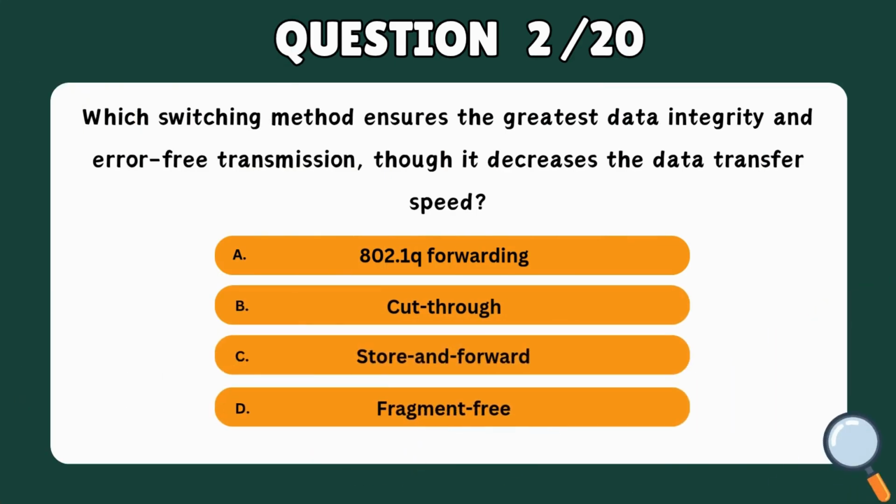Question 2. Which switching method ensures the greatest data integrity and error-free transmission, though it decreases the data transfer speed? A. 802.1q forwarding. B. Cut-through. C. Store and forward. D. Fragment-free.